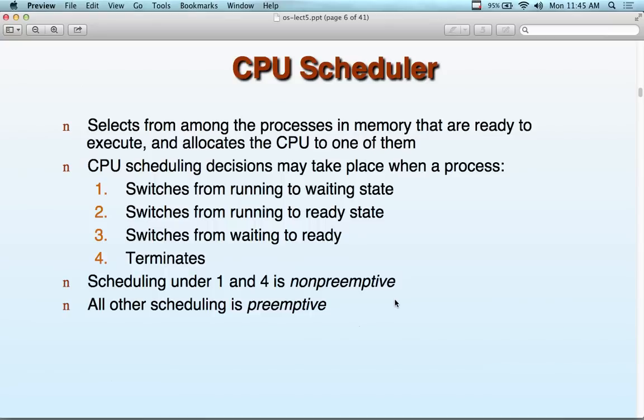And the decisions may take place when a process switches from running to waiting state, switches from running to ready state, and these are the process states, switches from waiting to ready, or when the process terminates. Then we might be able to determine what's going to happen. So scheduling under 1 and 4 is non-preemptive, and all of the others are preemptive. What does that mean by preemptive? Well, if we just let the processes run and we don't stop them, preemptive as a word means to stop it short.